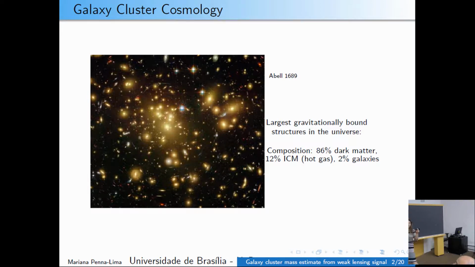And as most of you, I think, know, when we describe the cluster mass by the X-ray signal, we are mostly talking about this intercluster medium, okay, and also SZ. And weak lensing, it's a new probe in this field, and it's a probe that we deal mostly with the dark matter, so it's very promising, okay?